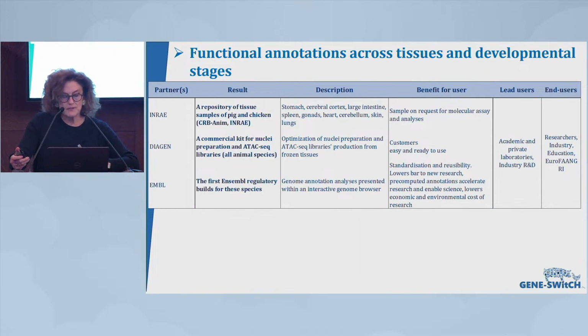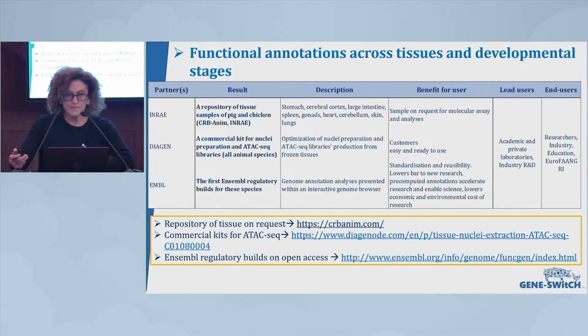So if we think of the first objectives about the functional annotations across tissues and developmental stages, from the stakeholder perspective, we worked quite a lot to collect a repository of tissue samples for pig and chicken that is stored at the Serbian IME of INRAE. And in here, we have samples. Some of them were completely used and are not available, of course, especially the samples from the early stages of development. Otherwise, we had made a biorepository of these animals.